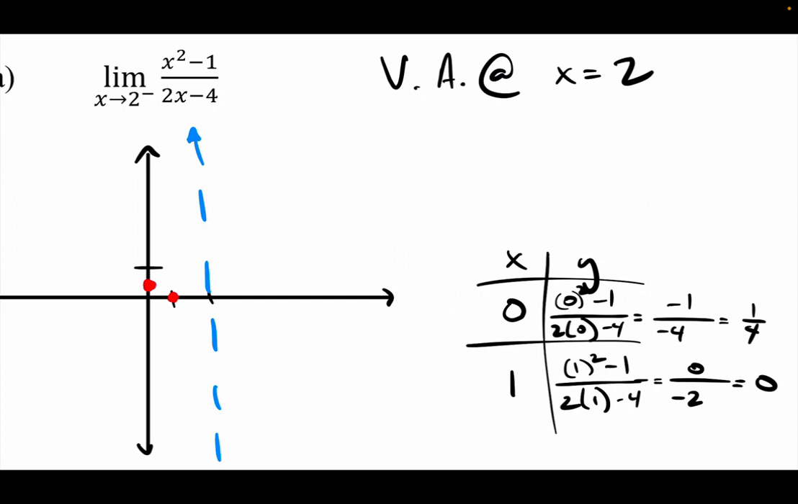So 1 comma 0. From left to right, are the red dots going up or going down? They're going down. So they're only going to go down from there. If I were to plug in 1.5, it would be a negative number. I know for a fact that it's going to go down because it only has two options, go up or go down. It's not going to change its mind. Once it heads in one direction, it's going to stay in that direction. So the answer to this one is negative infinity.